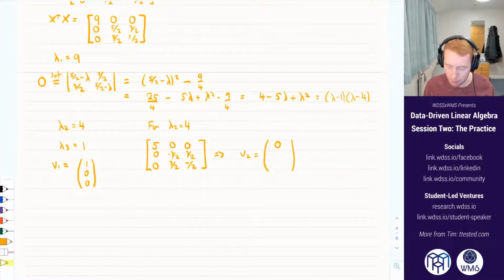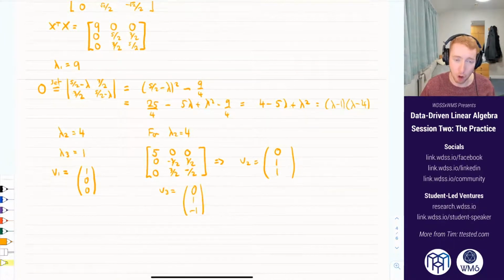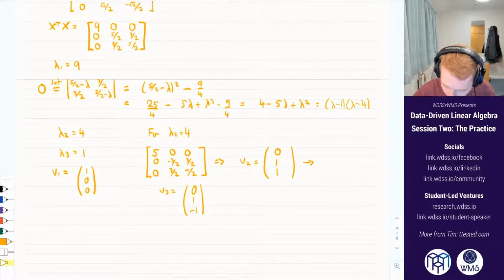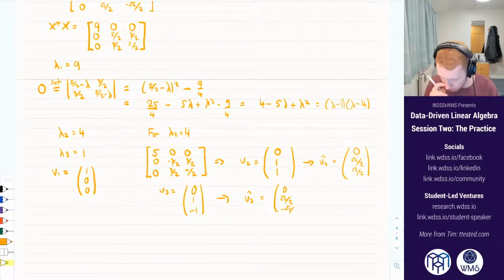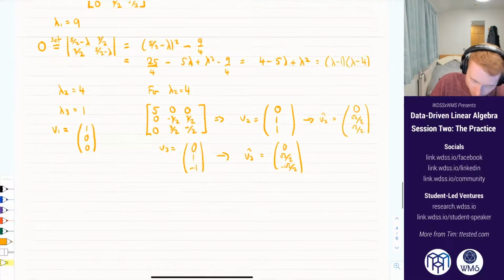And so the problem that we have with this is that the matrix V is an orthogonal matrix. And so we need to make these have length of 1. So we're going to just normalize these to be 0, root 2 over 2, root 2 over 2. And this one's going to give us a normalized version of 0, root 2 over 2, and minus root 2 over 2. Okay, so that has given us our vector V.